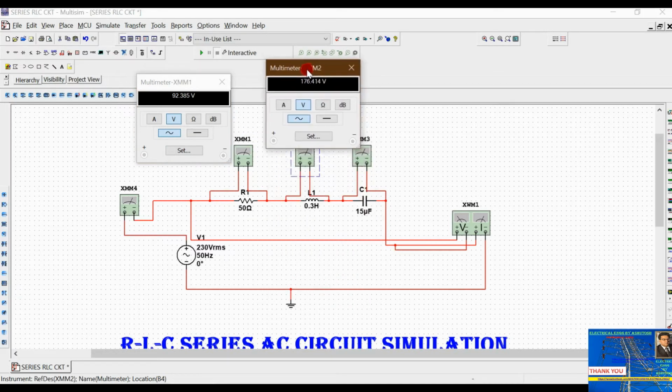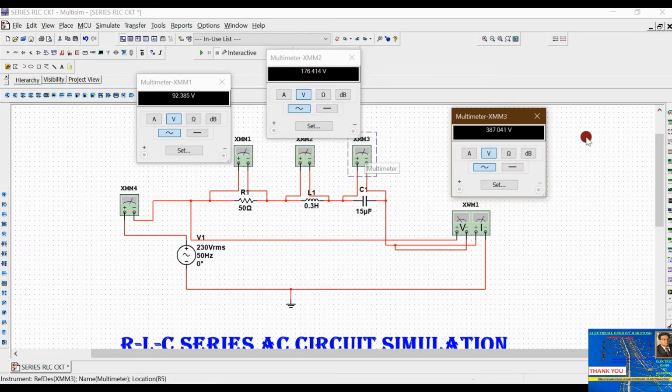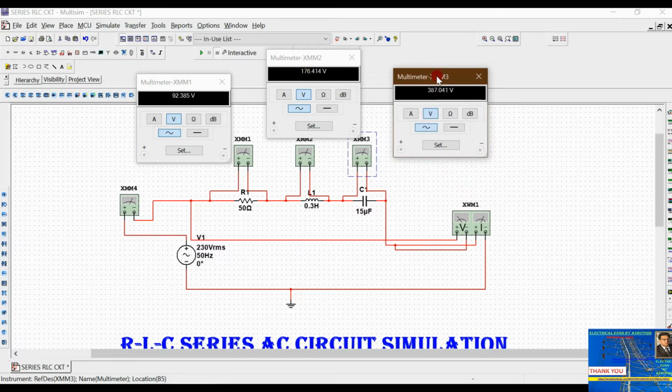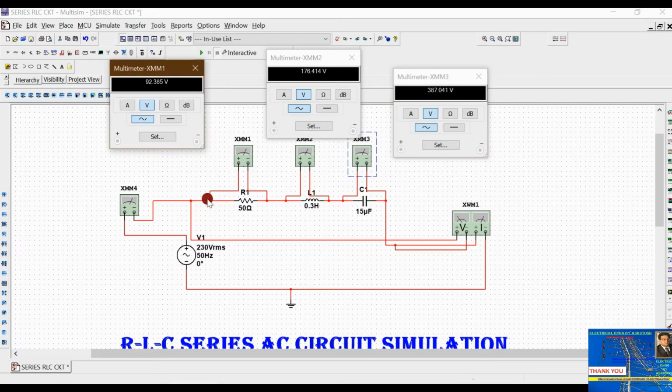I have done this process for all the 3 voltmeters, and this one is the 3rd voltmeter, you can check. So these voltmeters are connected. How are these voltmeters connected across these components R and C? Parallel, yes. See here, the positive point is connected towards this point, negative point towards this point. So these are connected in parallel.